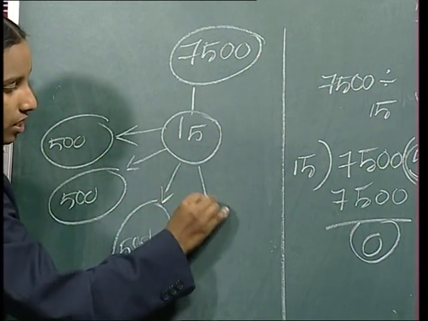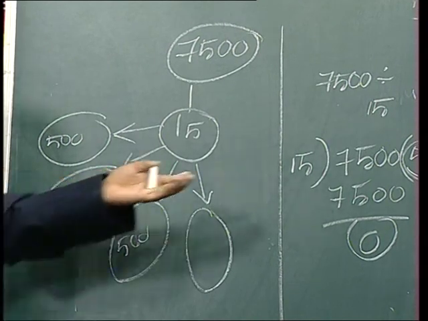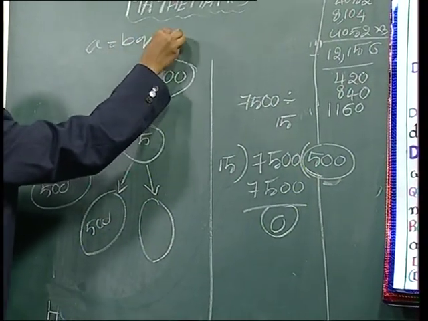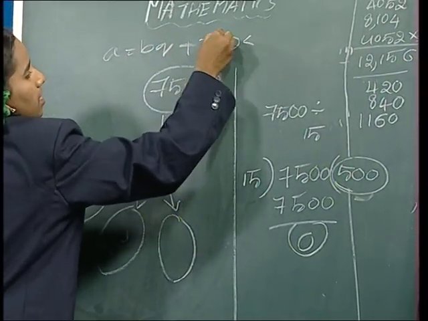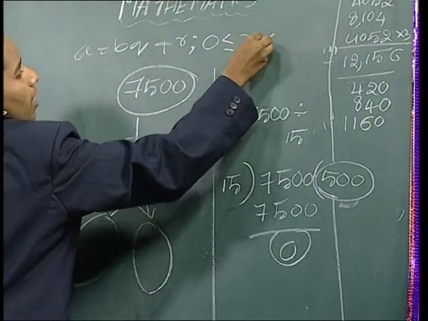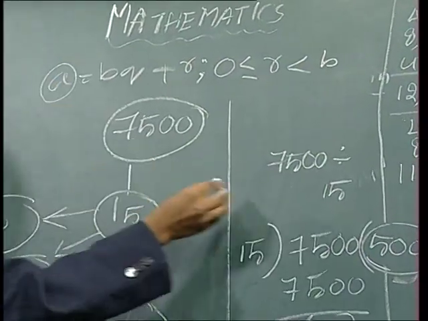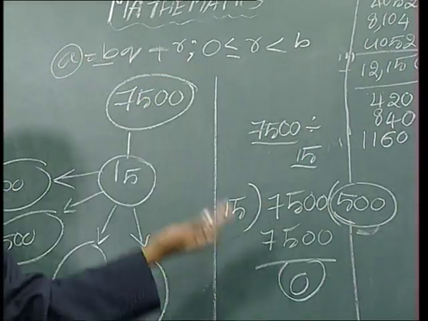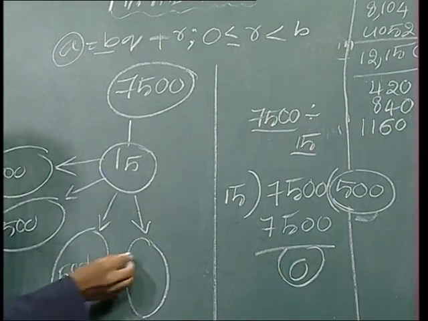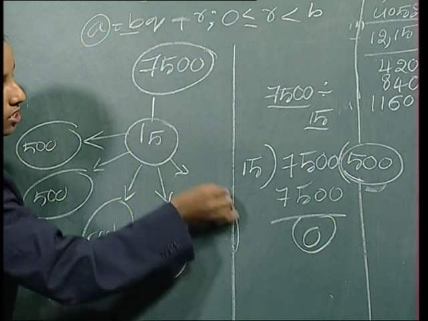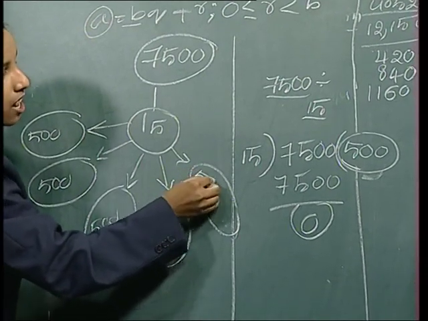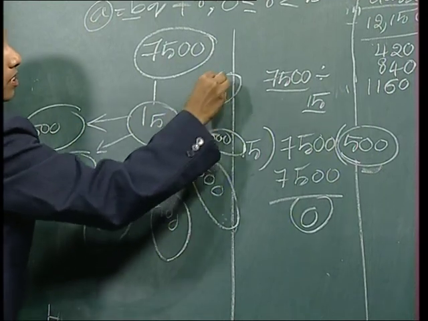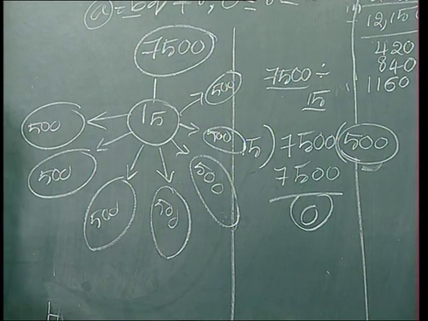Okay. But here, this process is in the form of a equal to bq plus r, where 0 is less than or equal to r and r should be less than b. So here a is 7,500, b is 15, q is 500, and r, the remainder, is 0. Is it? So you can see that in our daily life also this Euclid's division algorithm and lemma are useful. Okay. Did you get a clear idea about this?